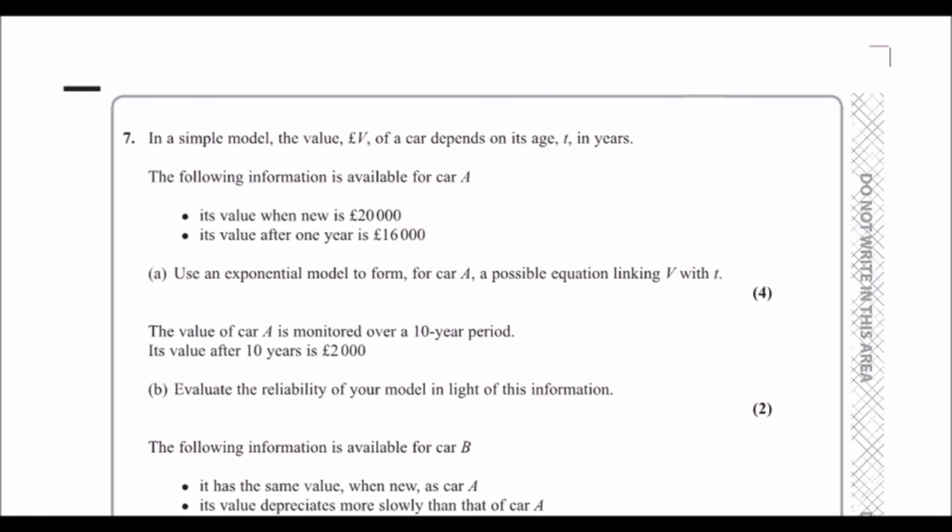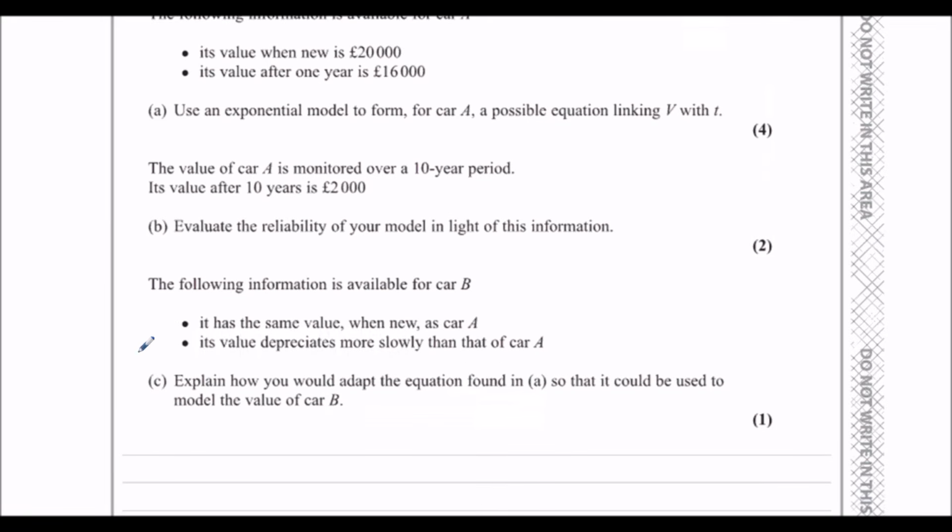Question 7. In a simple model, the value V pounds of a car depends on its age T in years. The following information is available for the car. Its value when new is £20,000. Its value after 1 year is £16,000. And we need to use an exponential model to form a possible equation linking V and T.